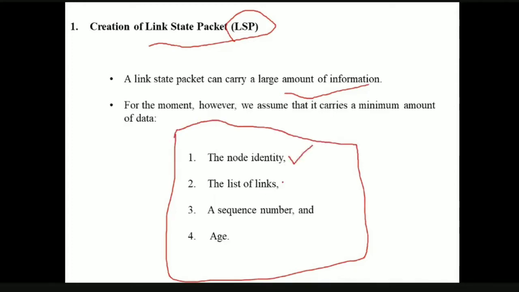The second one is the list of all the links available with that node. The third one is the sequence number, and the fourth one is the age. You will come to know about all this when we discuss the example. So these are the four important pieces of information maintained by the LSP packet. Now the LSP packet will be created with this information.